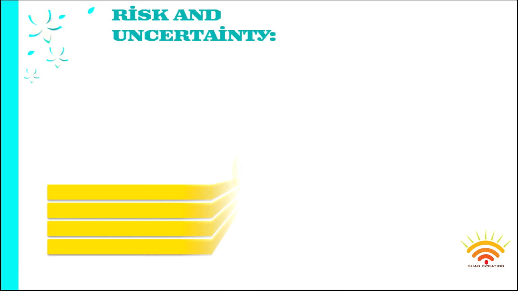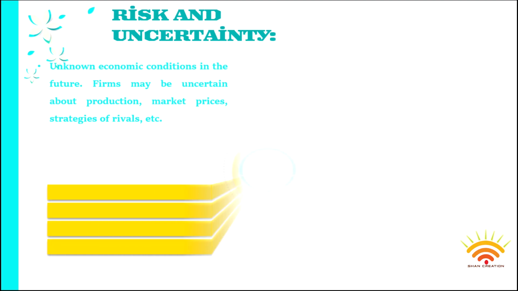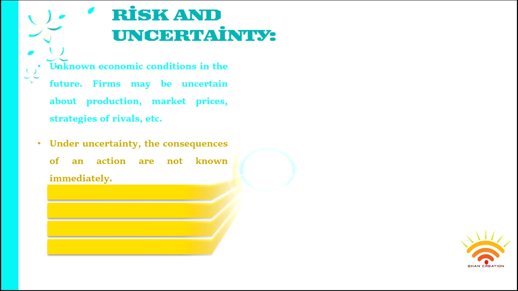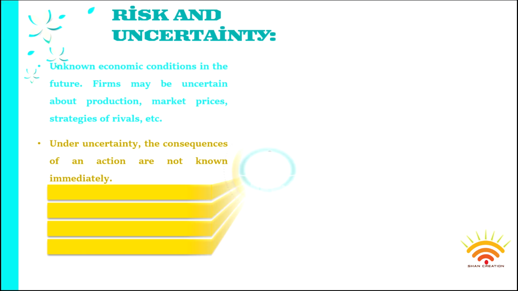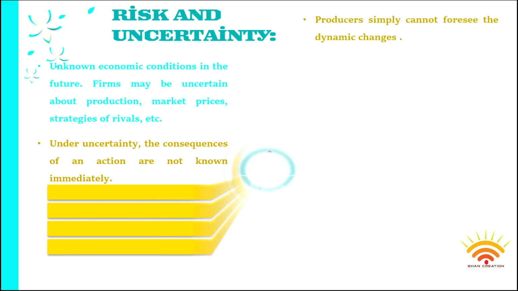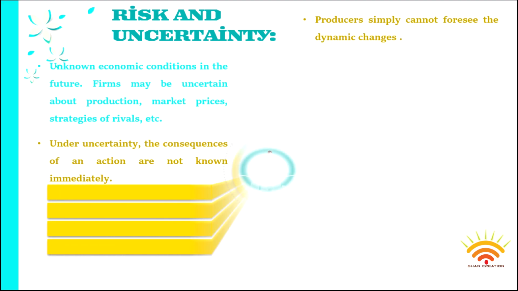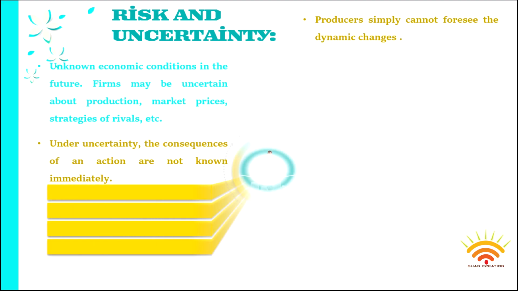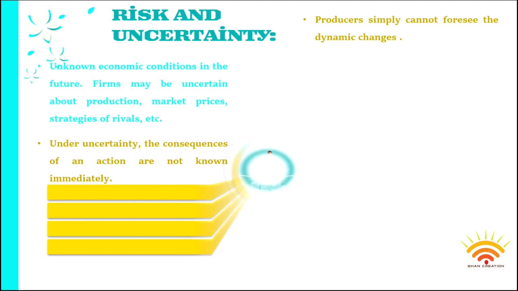Risk and uncertainty. Management must assume the risk of making decisions for their institution in uncertain and unknown economic conditions in the future. Firms may be uncertain about production, market price, strategies of rivals, etc. Under uncertainty, the consequences of an action are not known immediately for certain. For example, now we are in an uncertain situation due to this coronavirus pandemic. Organizations face these uncertain situations and they wonder how they can manage their businesses in this uncertain situation.